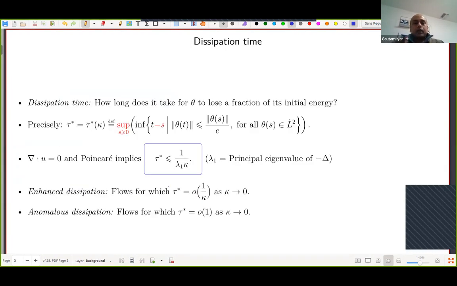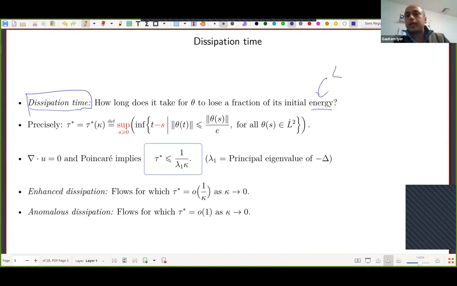In that vein, here's a first step to quantifying it. Let me define a notion called the dissipation time, which says, how long should my scalar theta take to lose a constant fraction of its initial energy? And every time I say energy, I mean L2 energy.